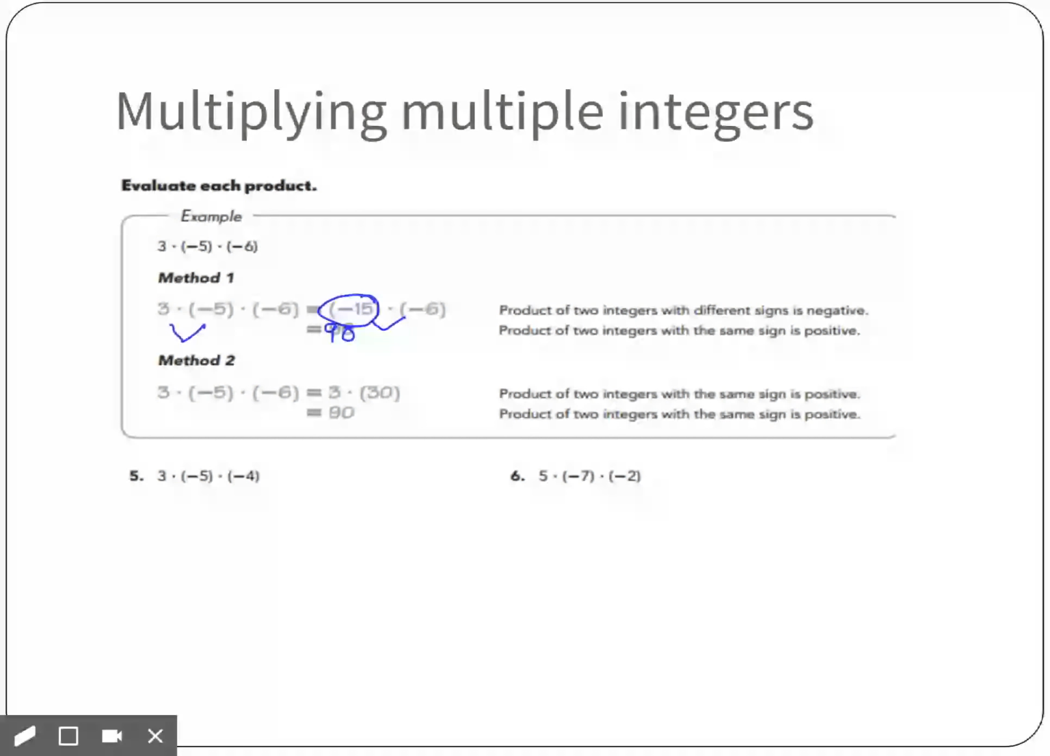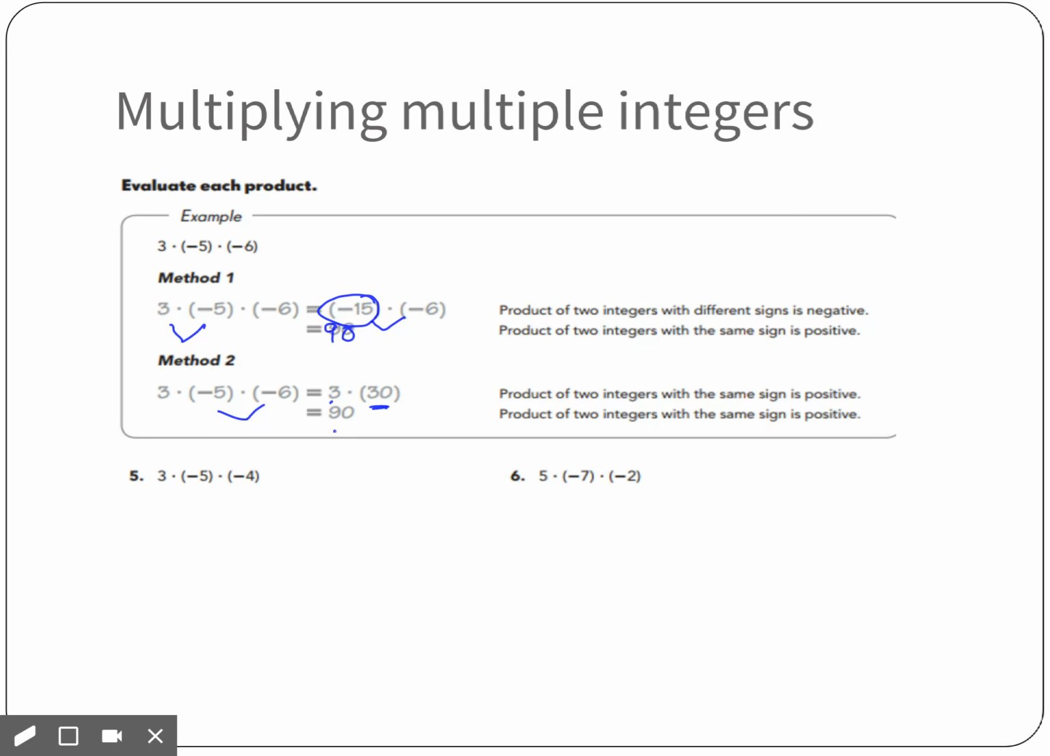Or method 2, they just automatically multiplied the 2 negatives first to get that positive 30. And then did 3 times 30 to get 90. It's the same exact answer because that's the commutative property of multiplication, that the order doesn't matter.